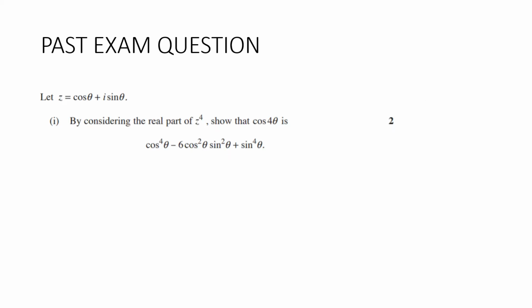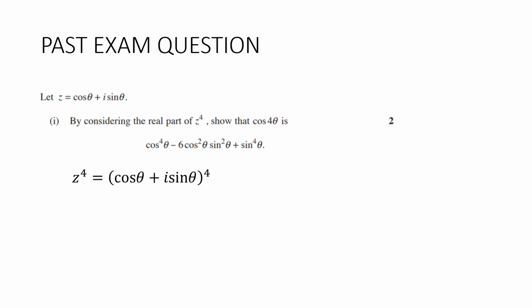So let's finish off with a past exam question. Let z equal cos theta plus i sine theta. By considering the real part of z to the power of 4, show that cos 4 theta is equal to cos to the power of 4 theta minus 6 cos squared theta sine squared theta plus sine to the power of 4 theta. So this is another one of those questions where we're going to expand it two ways, binomial theorem and then de Moivre's theorem.